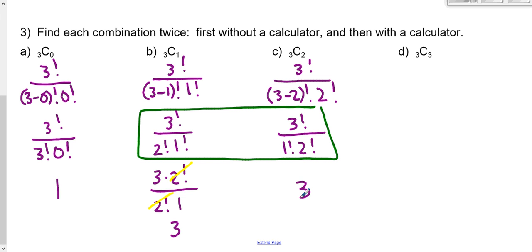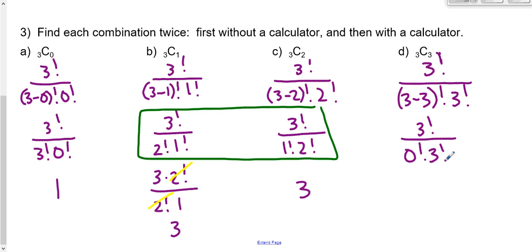And 3 choose 3. Guess what? Choosing 3 things is exactly the same as not choosing anything. Choosing 3 is the same as choosing 0. Feel like I'm getting myself twisted around there. 3 choose 3 is 3 factorial over 3 minus 3 factorial times 3 factorial. Today is a tongue-tied kind of day, apparently. And so this is 3 factorial over 0 factorial times 3 factorial. That is exactly like the first one, and that's also 1.